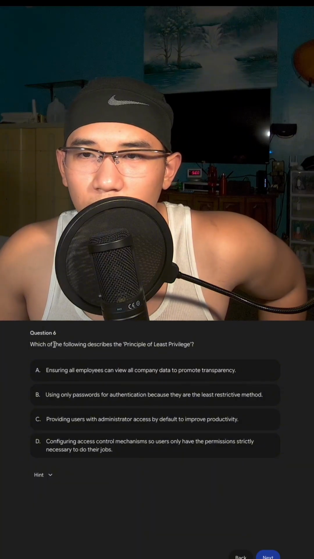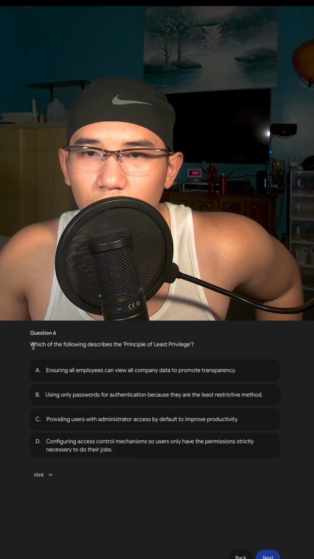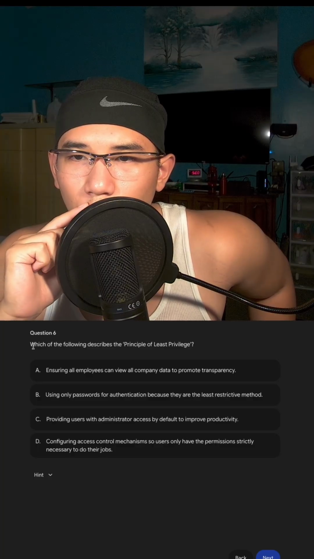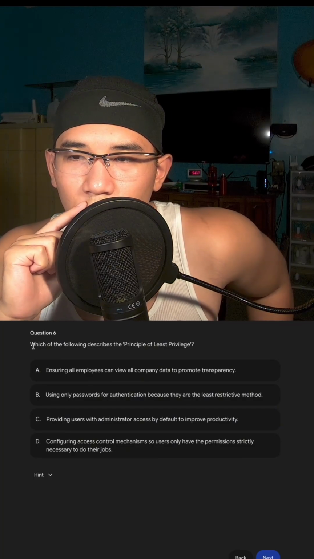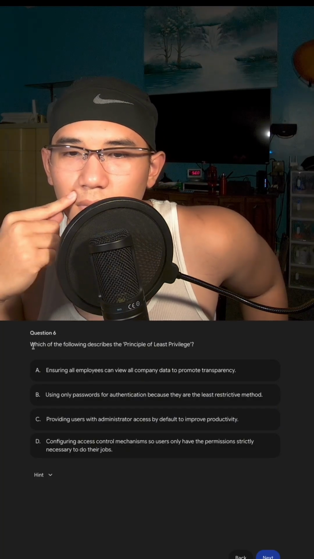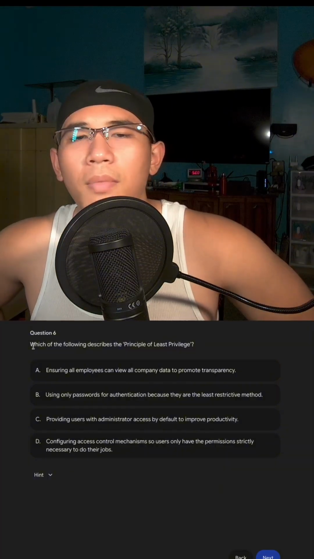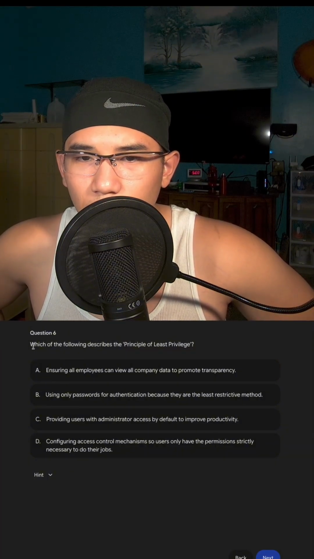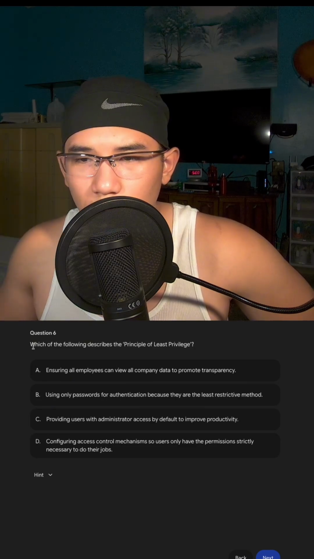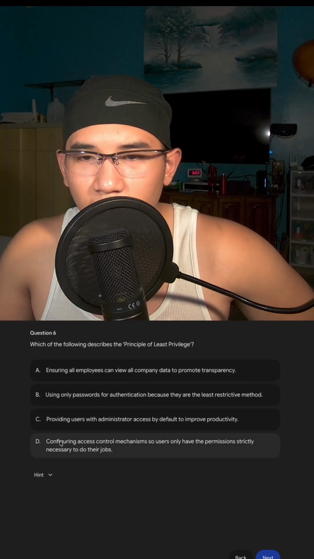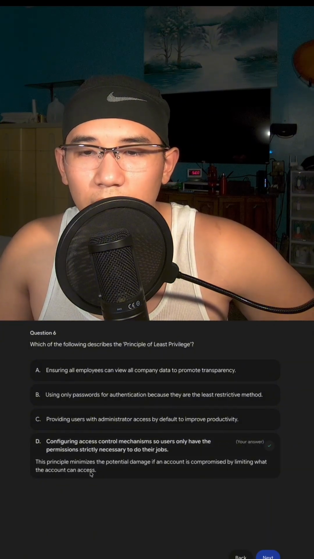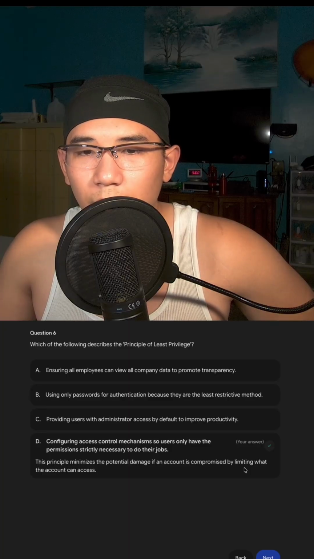Which of the following describes the principle of least privilege? Okay, I know this one. I'm gonna say it's D, because conferring access control mechanisms so users only have the permission strictly necessary to do their jobs. Yep. So this principle minimizes the potential damage if an account is compromised by limiting what the account can access.